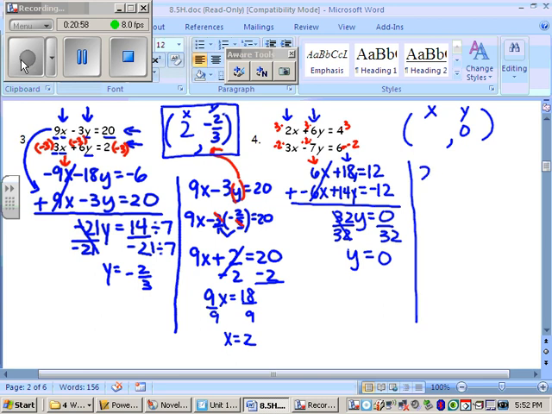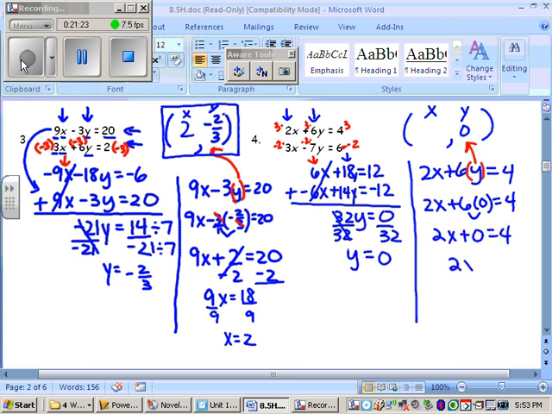Now I can choose one of my original equations, and I will pick the first one. And now that I know that y is 0, I can replace that y with 0 and solve for x. So if I simplify the left side of the equal sign, I would have 2x plus 0 equals 4. So then I have 2x equals 4. And to finish, I'll divide by 2, so x equals 2. So my solution to this system should be 2, 0.